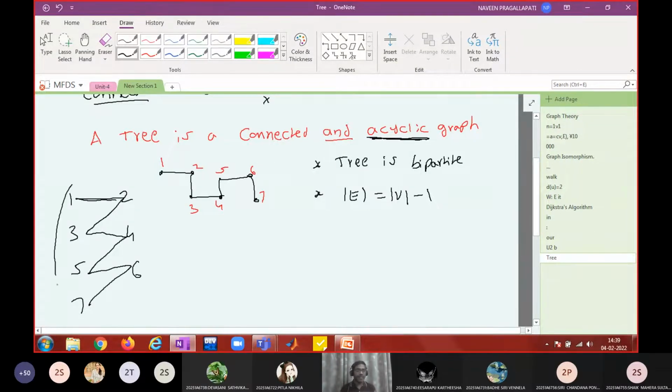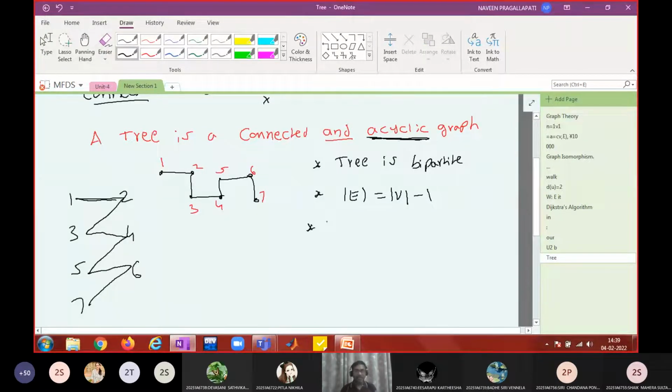And in this set, no two vertices are adjacent. In this set, no two vertices are adjacent. Therefore, this is a bipartite graph. Do you agree? These two are same. Therefore, every tree is a bipartite graph. Am I right? Yes, sir. Right. So, what is the next property you can think of?